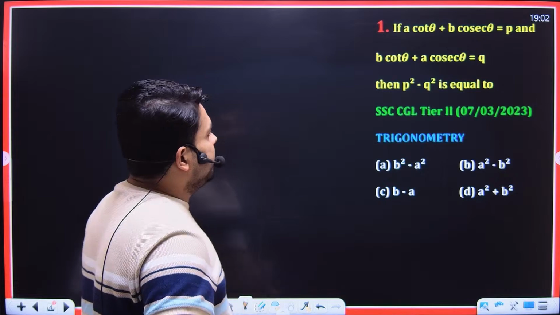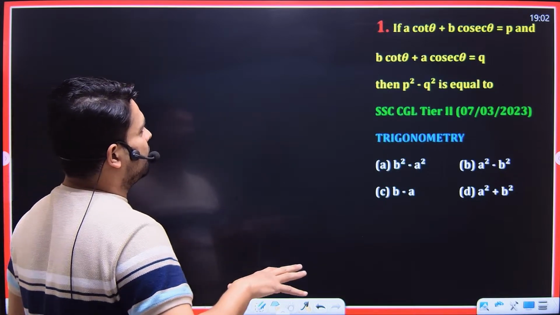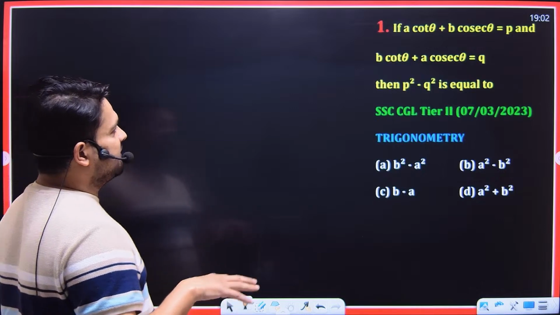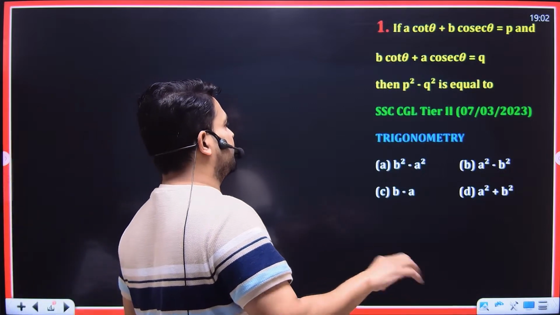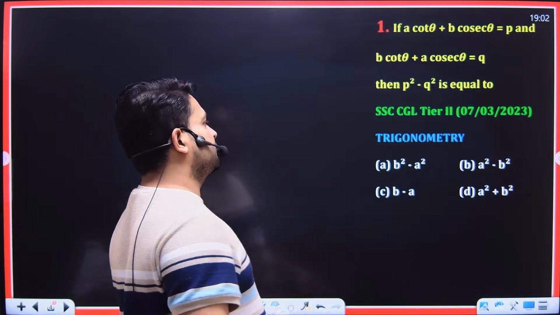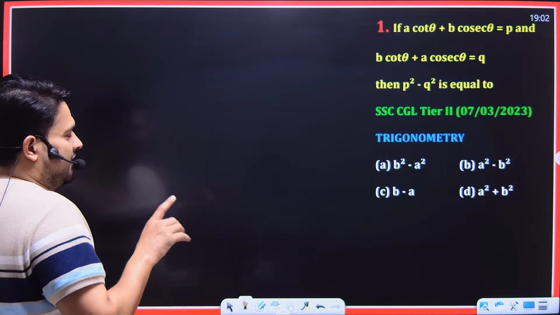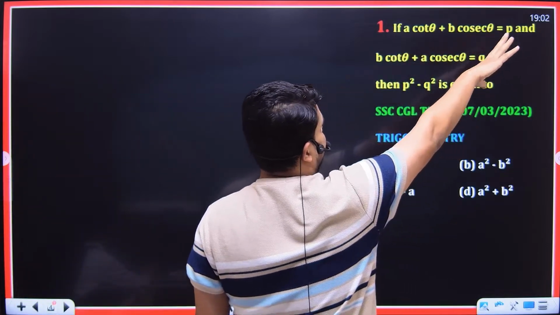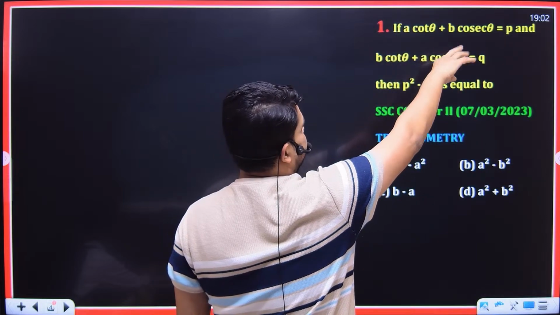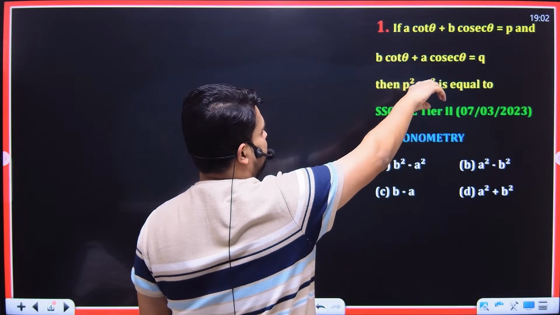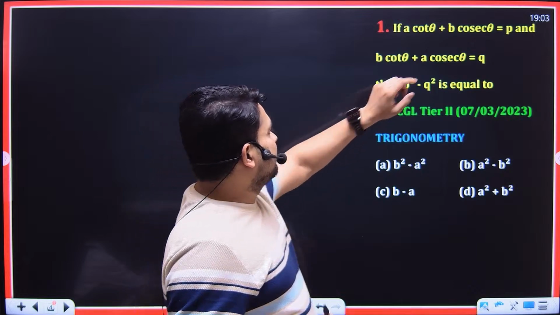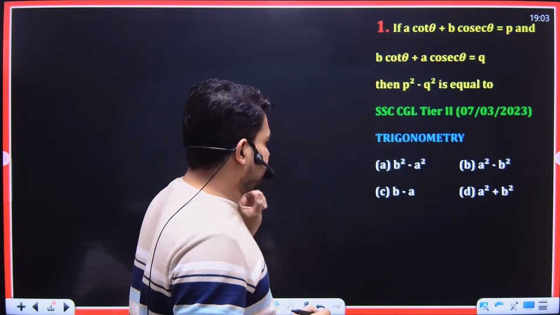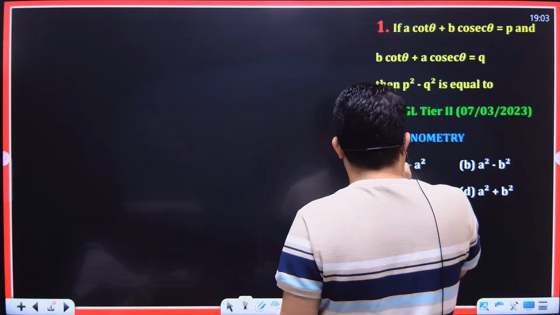We have a trigonometric problem. A cot theta plus B cosec theta is equal to P and B cot theta plus A cosec theta is equal to Q. Then P square minus Q square is equal to? See, there is an identity. If B cosec theta plus A cot theta equals P and B cot theta plus A cosec theta equals Q, then P square minus Q square is always equal to the coefficient of cosec theta, that is B square minus A square. It means option A is the correct answer.